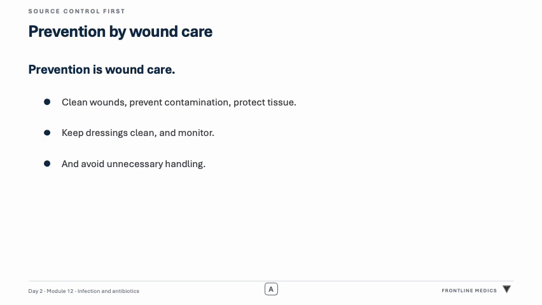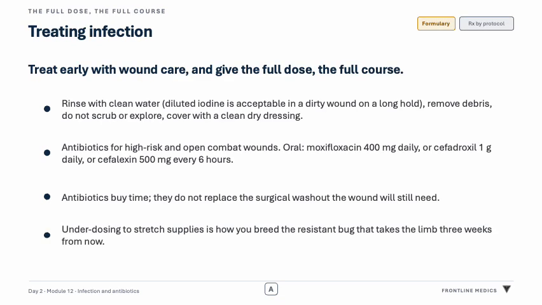A large part of prevention of wound infection lies in proper wound care, and this doesn't need to be very complicated. What should be necessary at an ASM level is to clean and rinse wounds, prevent contamination, protect tissue, keep dressings clean, monitor, and avoid unnecessary handling. We will repeat this in the wound care section, but try to treat early with wound care. Rinse with clean water, remove debris, do not scrub or explore, cover with a clean, dry dressing, and give antibiotics for every high-risk open combat wound.